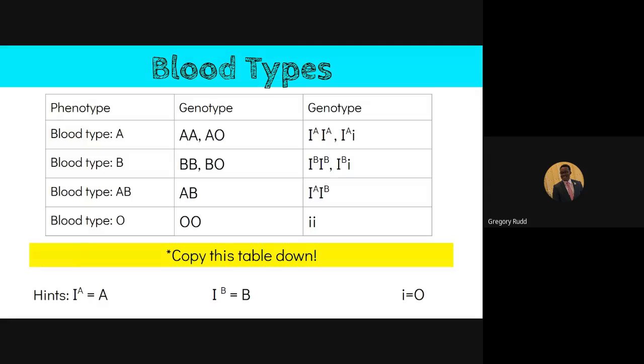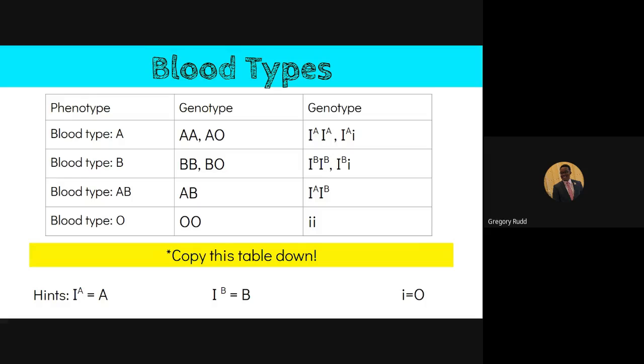Same thing with blood type B. There are 2 genotypes that could result in a blood type B phenotype. One person could be genotype BB and be blood type B, and another person could be genotype BO and also have the blood type B, because the O is recessive.